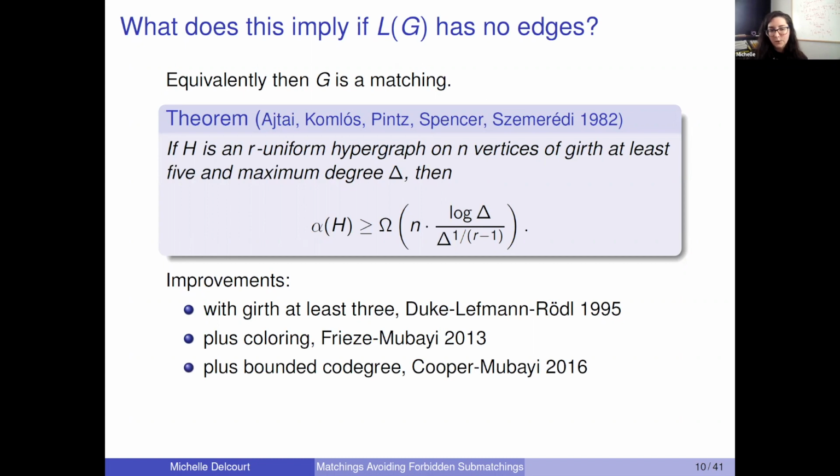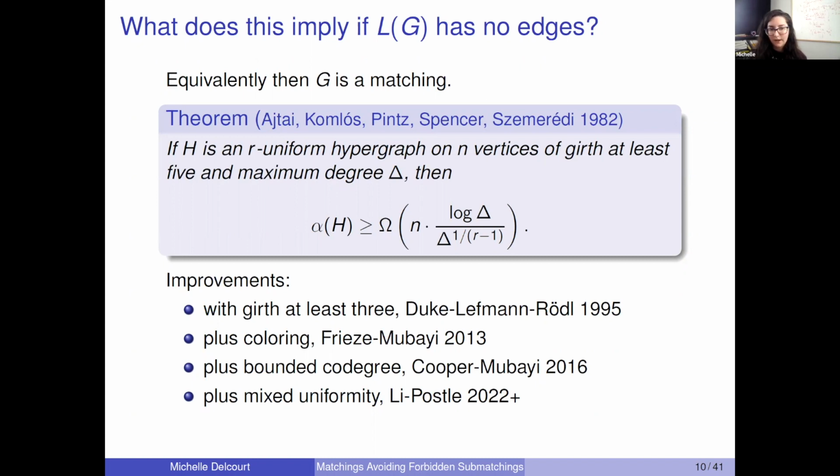In addition to all of these things, throwing in a bounded codegree condition was done by Cooper-Mubayi. And all of these things, but instead of looking at uniform graphs, actually at graphs with mixed uniformities, was very recently done by Lina Li and Luke Postle. And really thinking about these things with mixed uniformity is going to be key in our proof.